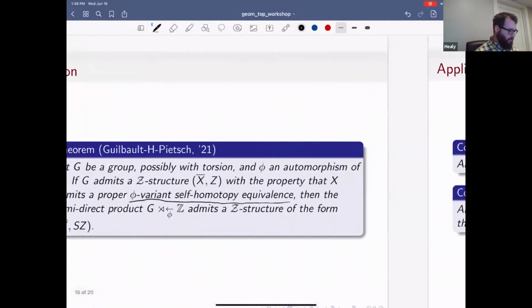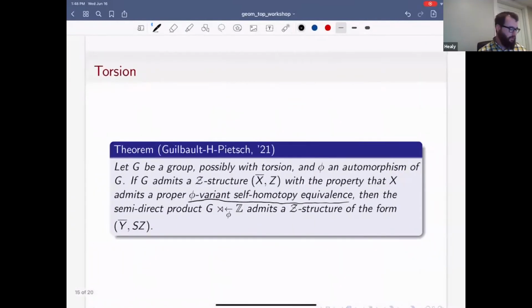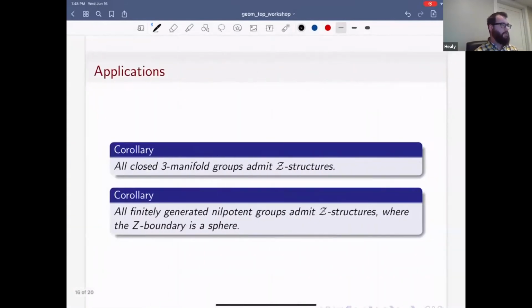So let me tell you real quick about the things that you can do with this kind of a statement. And to me, I'm most excited about this slide. So two things that you can use this to conclude: one is that all closed three-manifold groups admit Z-structures. Of course, for some closed three-manifold groups, that's not surprising. Again, if you have a hyperbolic manifold, no problem. If you have a manifold whose universal cover admits a CAT(0) structure, also no problem.